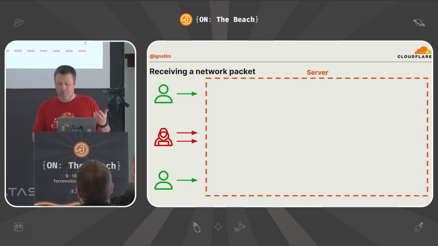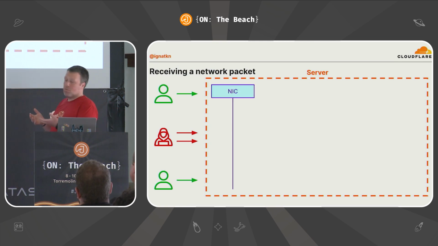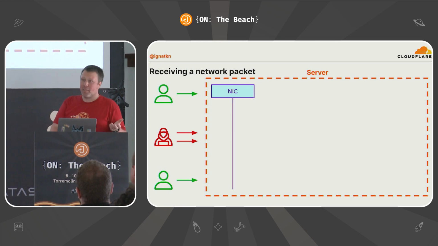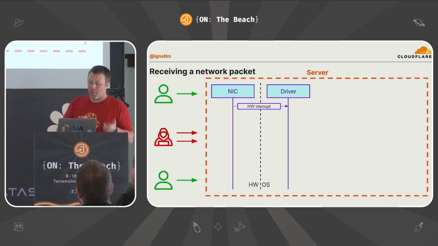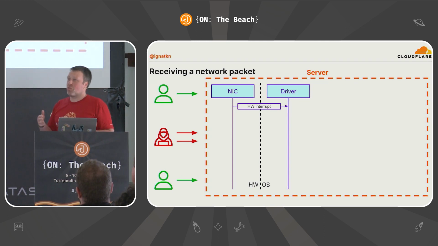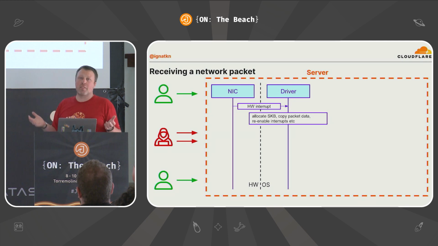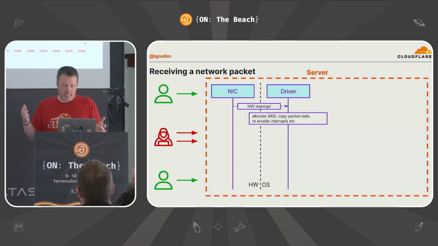A packet arrives from the attacker, right? It arrives on the NIC. This is the low-level details I was referring to earlier. What the NIC does when seeing the packet, it sends a hardware interrupt to the main CPU, and that interrupt is serviced by the driver in the operating system. The driver allocates, in Linux for example, a kernel internal structure called skb, which is designed to hold packet data. It copies all the packet from the NIC to this skb and re-enables interrupts, usually.